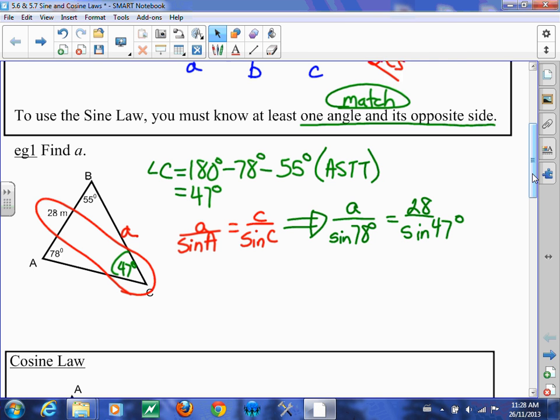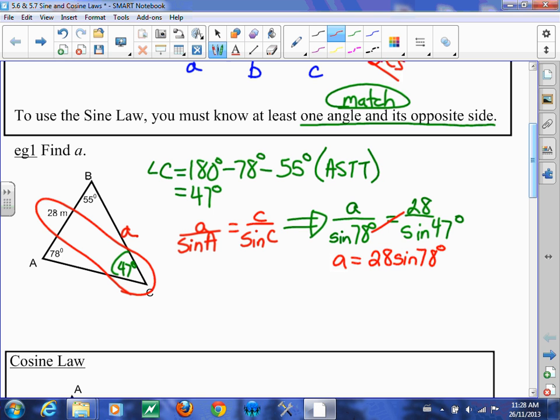Okay. Remember back to when we were doing some proportional ratios. To find A, we're going to do the opposite cross. So A equals 28 sine 78, and you're going to divide by what you would normally multiply, which is this sine 47 degrees. Again, you want to get A by itself, so I'm just saving a step. And ladies and gentlemen, you plug that in your calculator, and A equals approximately 37.4 meters.